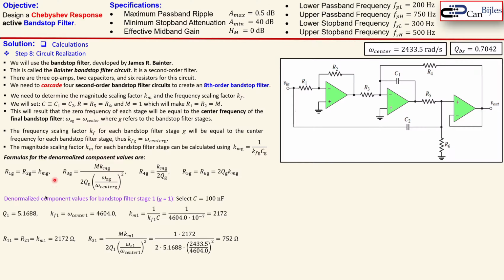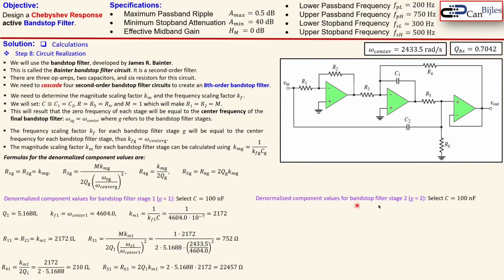Now using the formula here, you see R1 and R2 of the first stage are the Km, the magnitude scaling of the first stage, which is then given by this. Now R3, using this information here, will give us 752 ohms. R4 is given by this formula using the magnitude scaling factor and the quality factor. You see here 210 ohms, and also R5 and R6 using this formula. This is now approximately 22.5 kilo ohms.